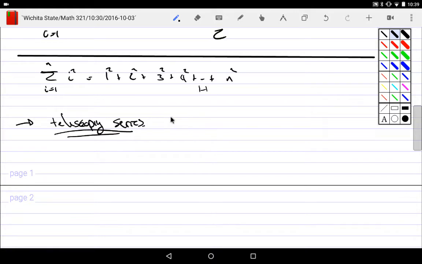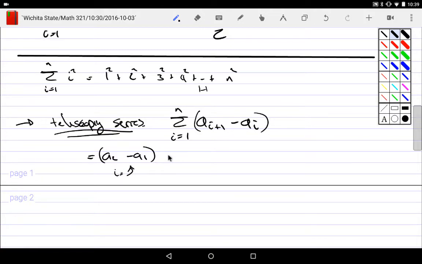And a telescoping series is this. It's the sum, say, from i equal 1 to n of a sub i plus 1 minus a sub i. Now a sub i plus 1 is a later term and a sub i is an earlier term. If I plug in i equal 1, this would be a2, and I'm going to subtract a1.